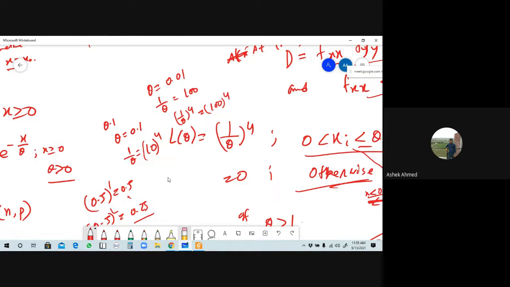Which is bigger? Look at these two, theta as 0.1 and theta as 0.01. If you compare both results, tell me which value will be greater, between 0.1 and 0.01? Respond. Which is bigger, 0.1 or 0.01? 0.1 is bigger. So 0.01 is the small value here.